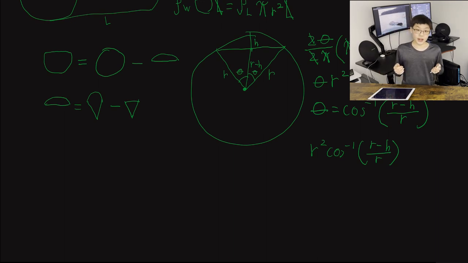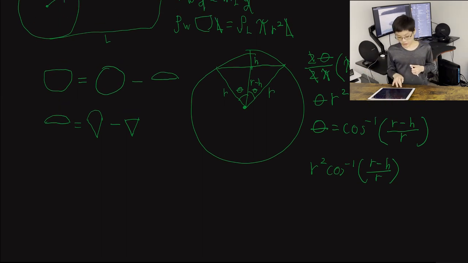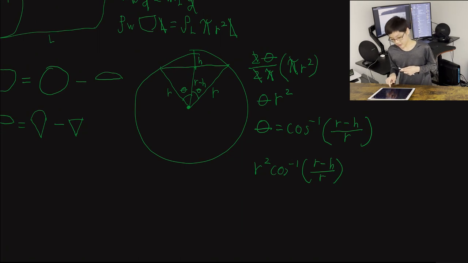And then we can just subtract the expression that we get from that from pi r squared. And that will give us the cross-sectional area beneath the water level. And then after that, we're home free. It's just the final stretch. So now let's find the area of this triangle.